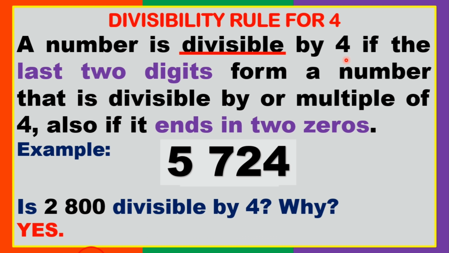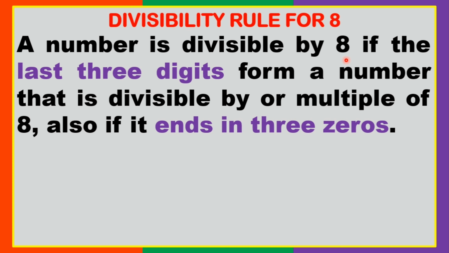Now, let's proceed to the next rule. All about the divisibility rule for number 8. A number is divisible by 8 if the last three digits, take note, last three digits form a number that is divisible by or multiple of 8. Also, if it ends in three zeros. So you just look at the last three digits, and if that is multiple or divisible by 8, the whole number is divisible by 8.